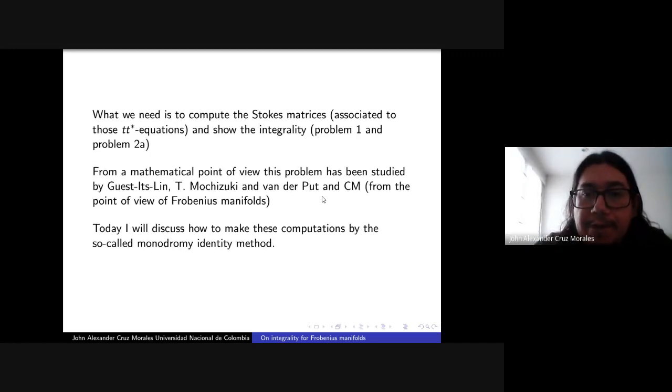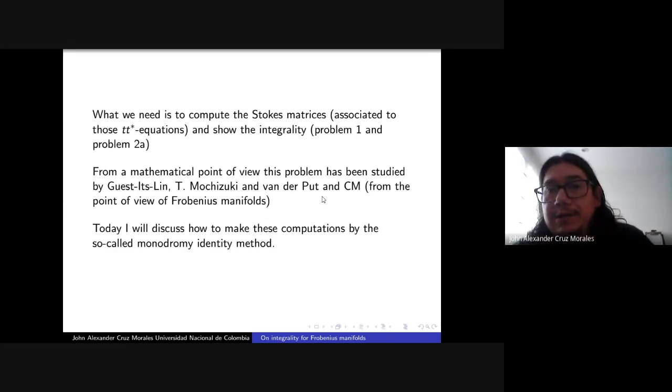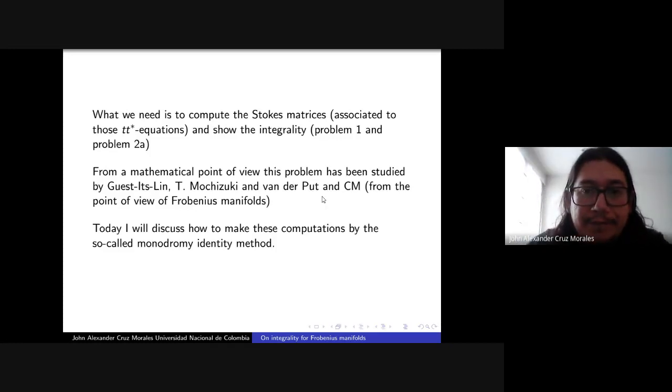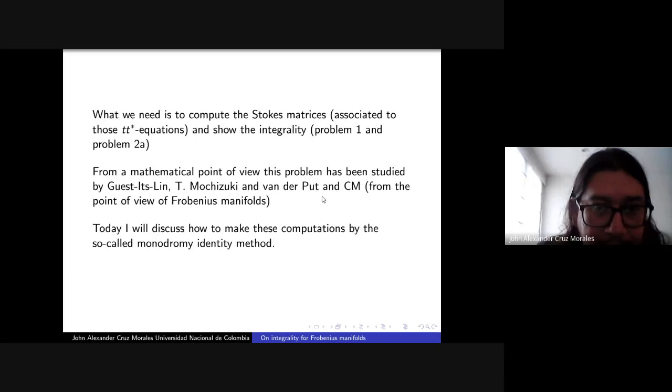In fact, what we did with Marius van der Put was compute the Stokes matrices for projective spaces. We gave another proof of the Dubrovin conjecture. And now what I want to propose here is that we can extend that method of computation to other cases, and I will explain why I think that will be the case.